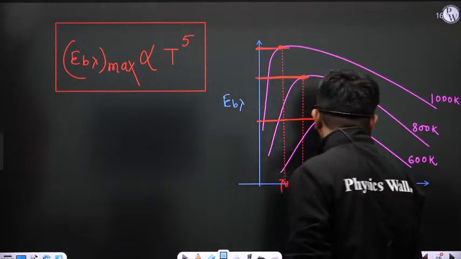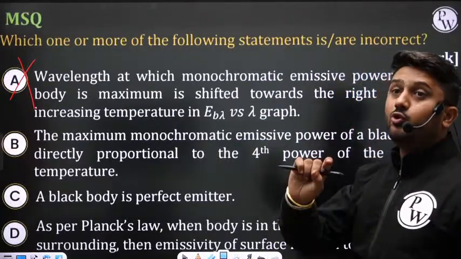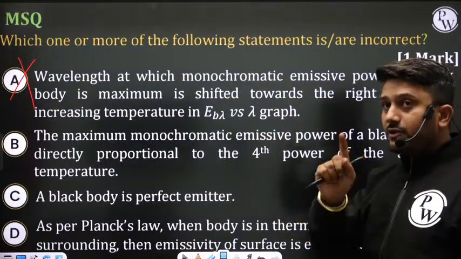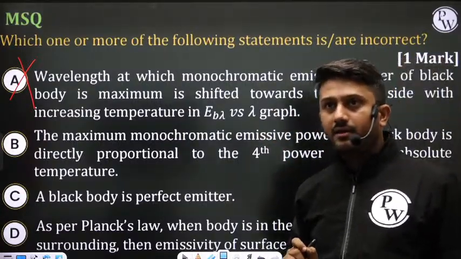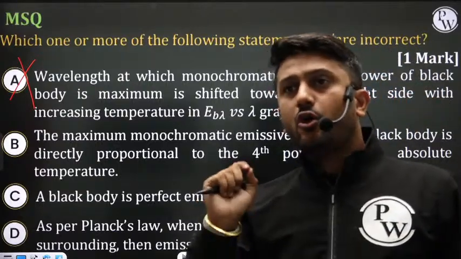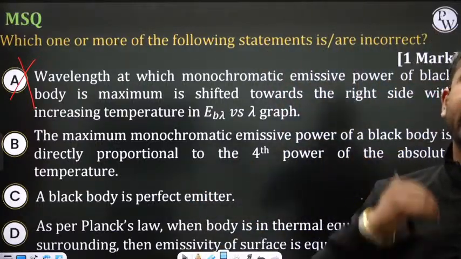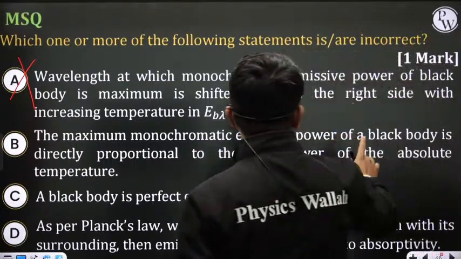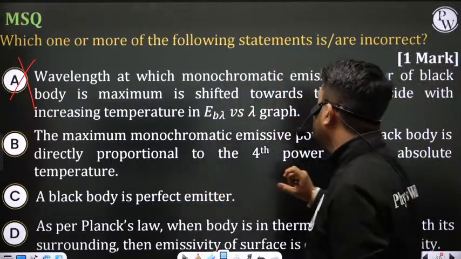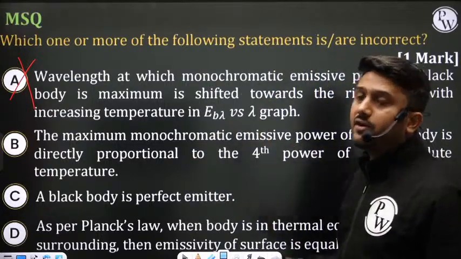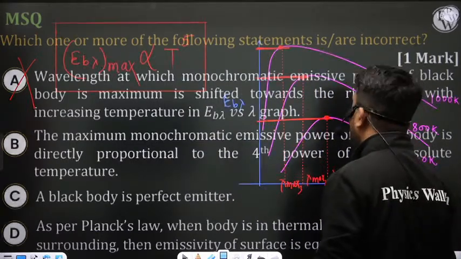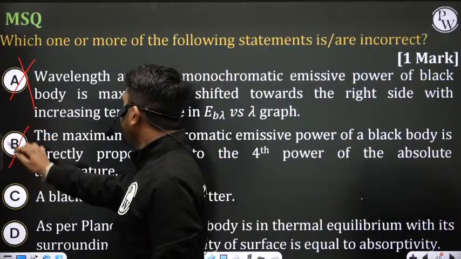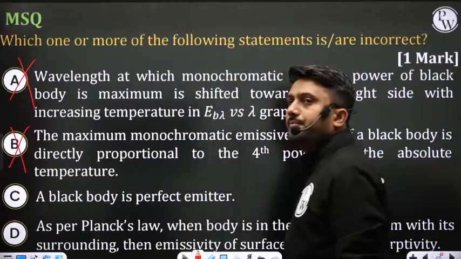The total emissive power of a black body is directly proportional to T to the power 4. But if I'm talking about the maximum monochromatic emissive power of a black body, it is directly proportional to the fifth power of the absolute temperature. So that's why statement B is wrong.